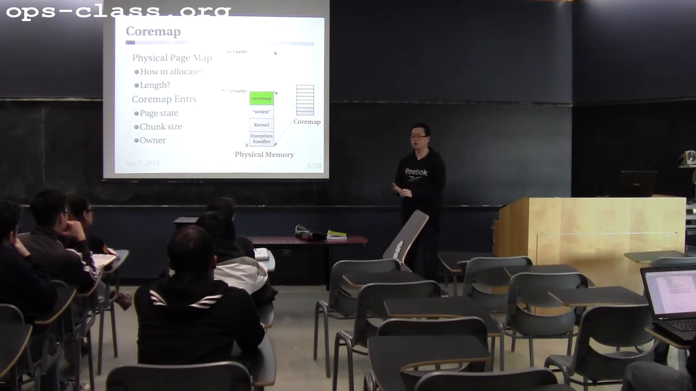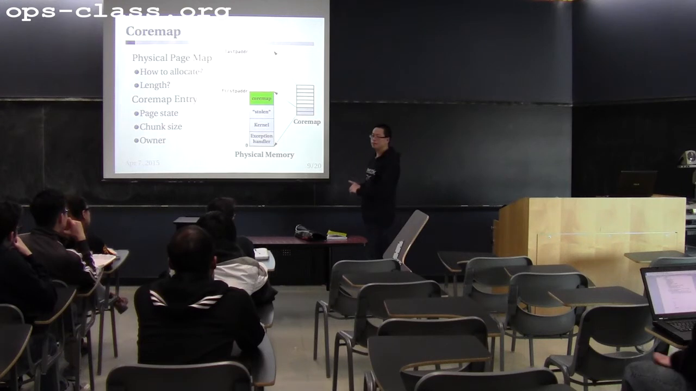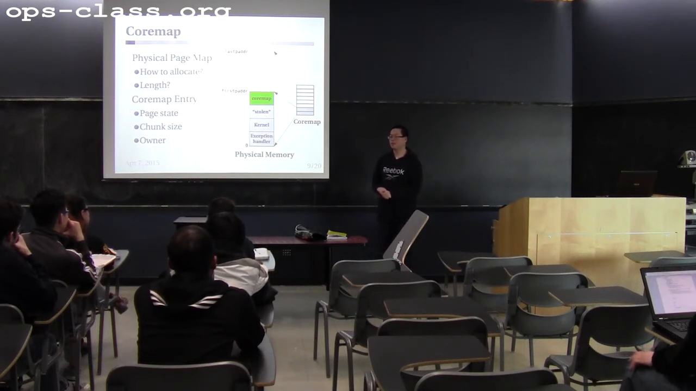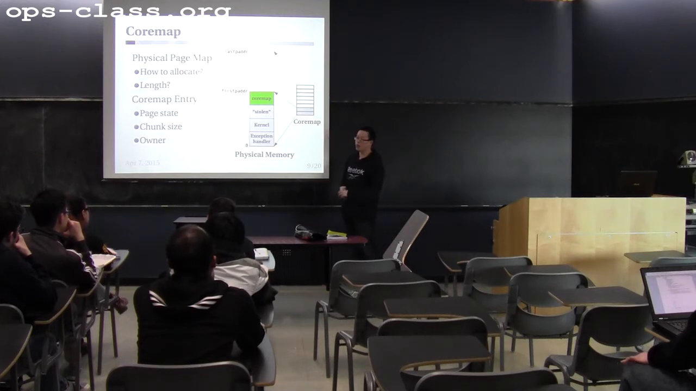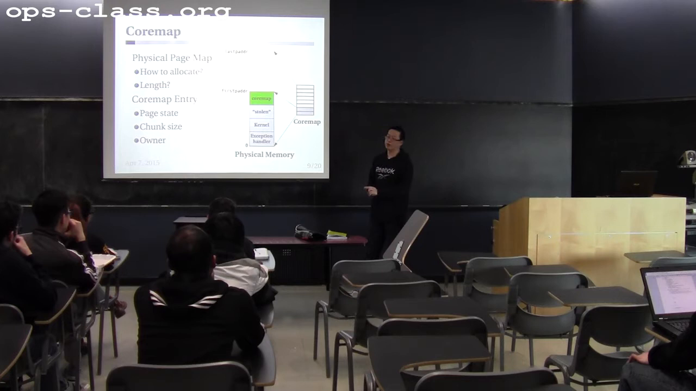Pages, do you really need to store that? Like I said, if you do the mapping this way, giving a call map index, how do you find the physical page? Or how do you find the physical address?